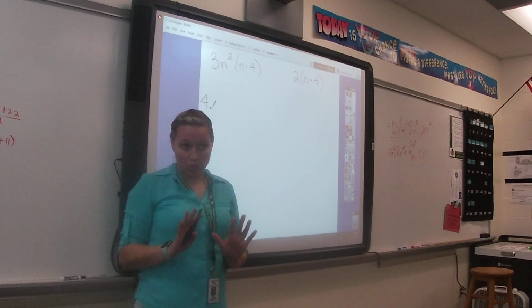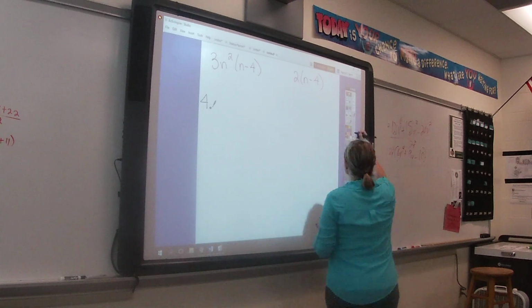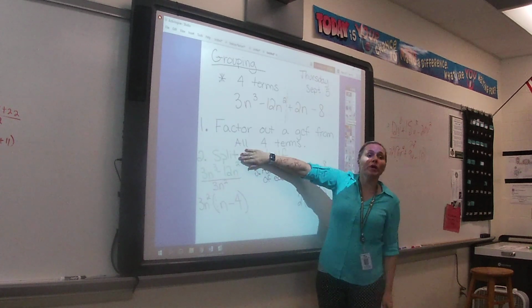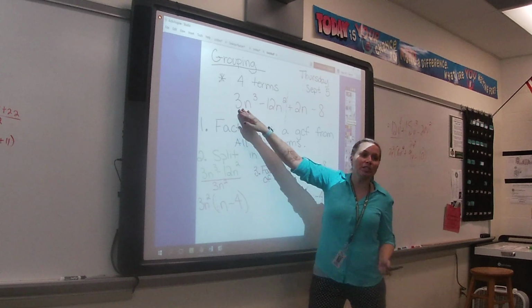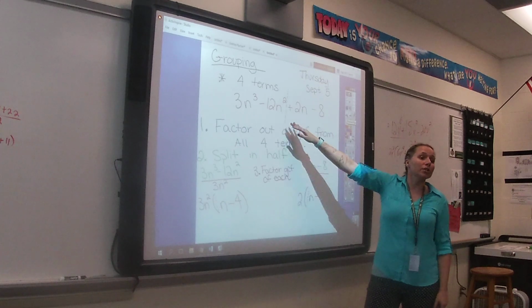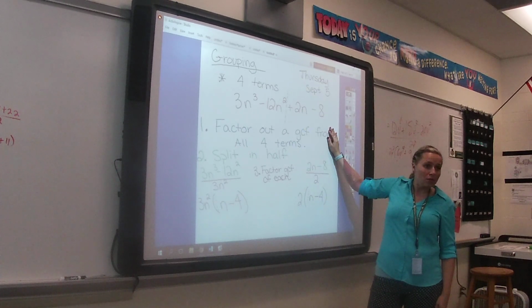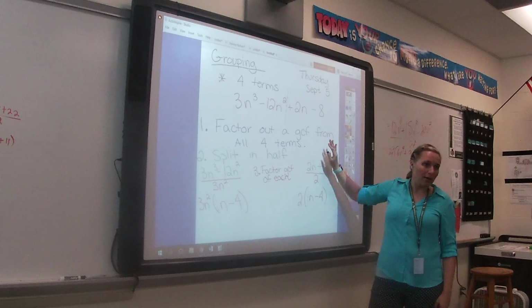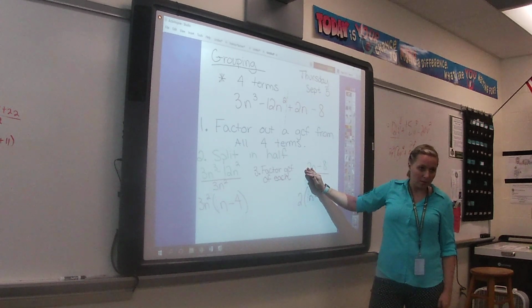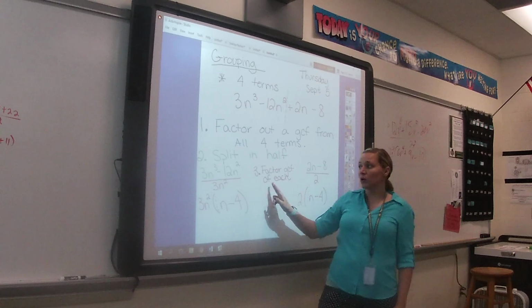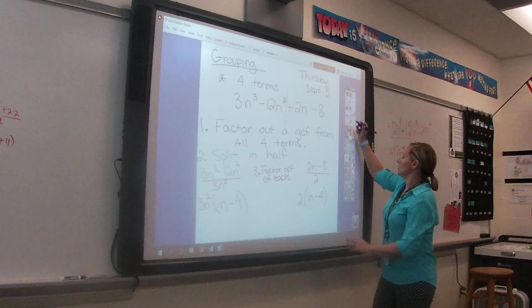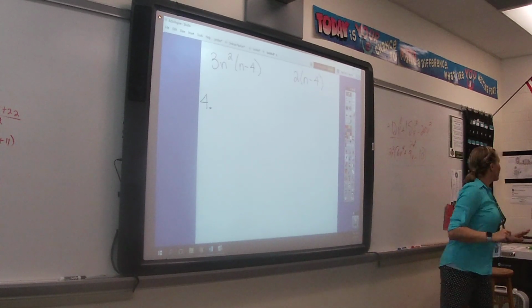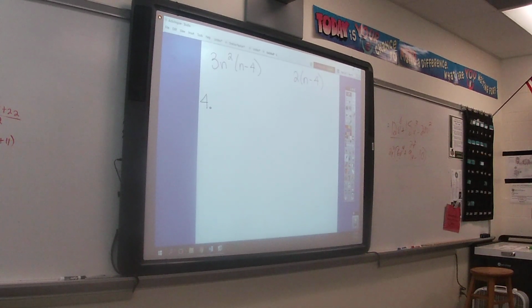Okay, we are paying attention to step 1. It's just that we don't have a GCF to factor out of the entire thing, so we're skipping it. There's not a GCF of the entire thing, so we don't do anything there. And then we're just going to split it in half. Now I'm focusing on a GCF of just 2 terms. Step 4, we want to rewrite this as 2 binomials.